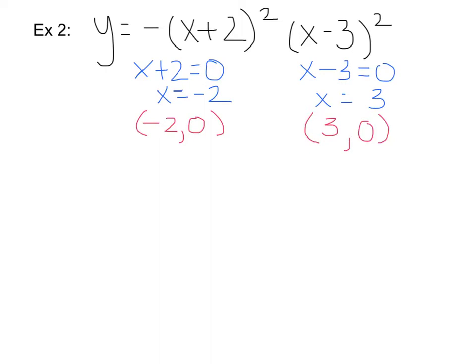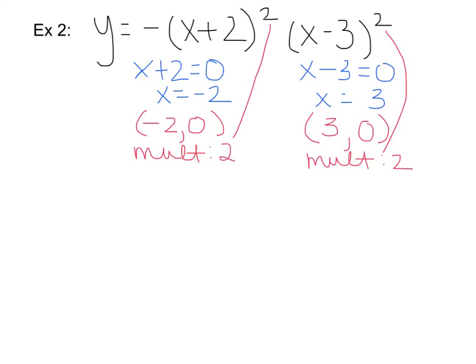So then we need to look at their multiplicities. Since x plus 2 has an exponent of 2, that means it has a multiplicity of 2. So at the zero (-2, 0), it's going to bounce instead of going through the zero. Okay, x minus 3 also has a multiplicity of 2, which means at the zero (3, 0), it is also going to bounce instead of go through.